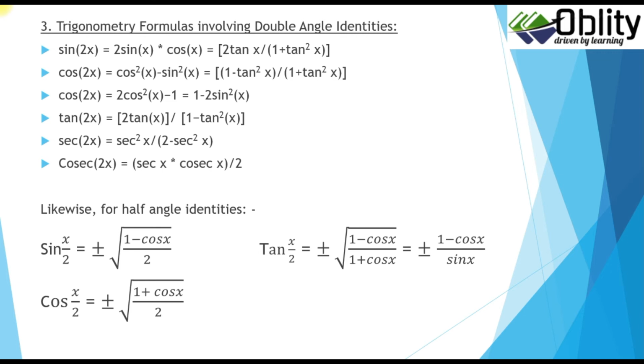Likewise, for half angle identities. Sin of x/2 is equal to plus minus square root of (1 minus cos x) divided by 2. Tan of x/2 is equal to plus minus square root of (1 minus cos x) divided by (1 plus cos x), is equal to (1 minus cos x) divided by sin x. Cos of x/2 is equal to plus minus square root of (1 plus cos x) divided by 2.